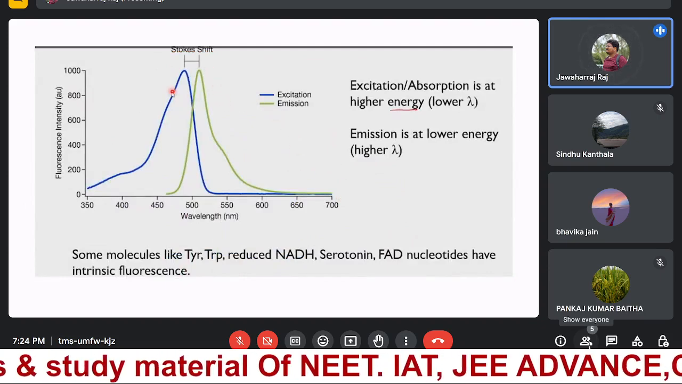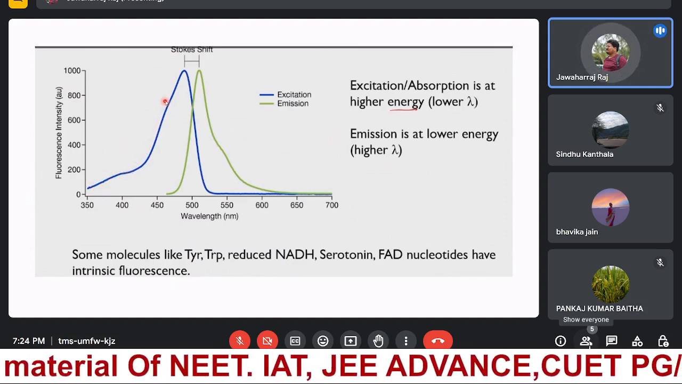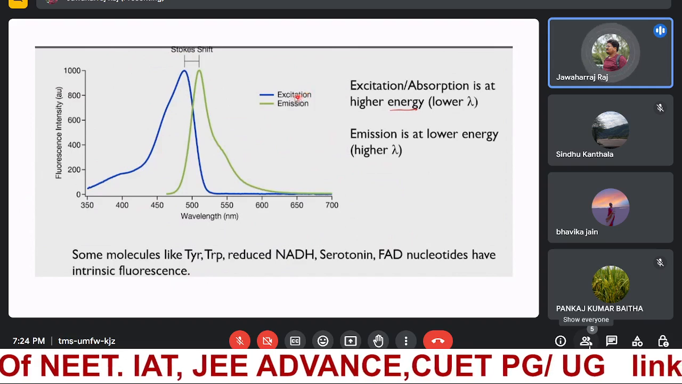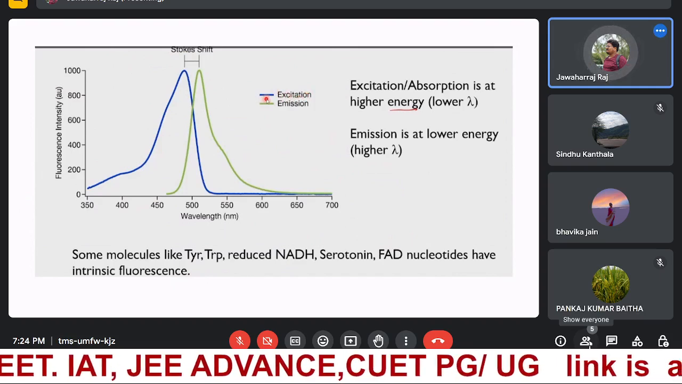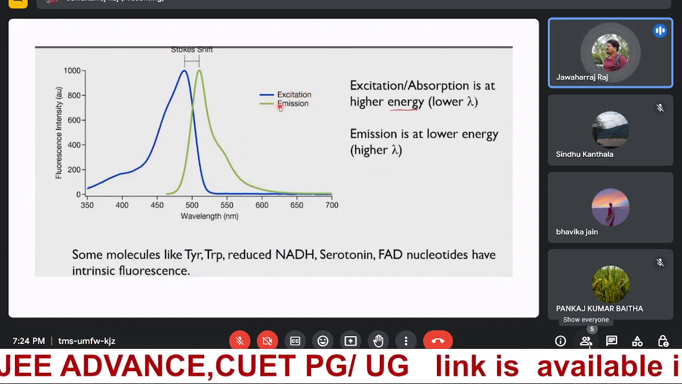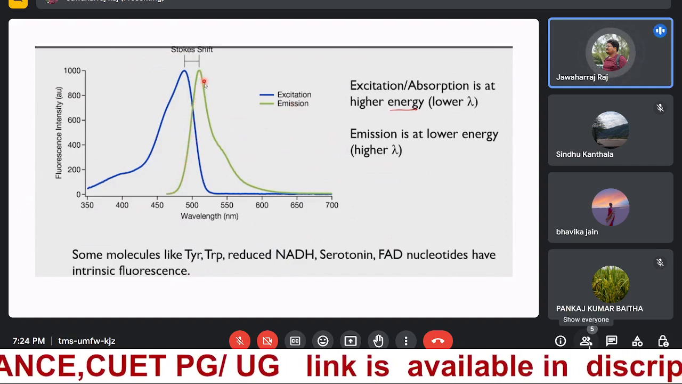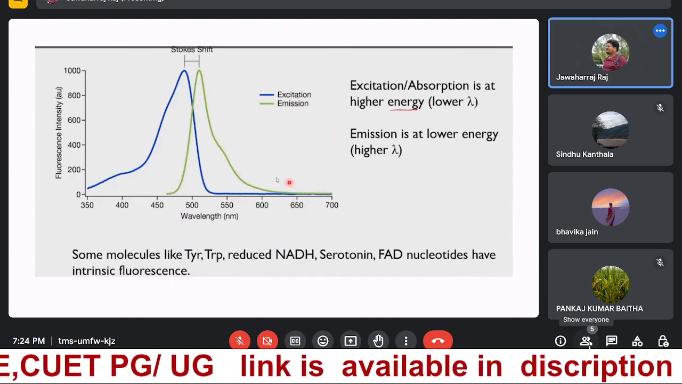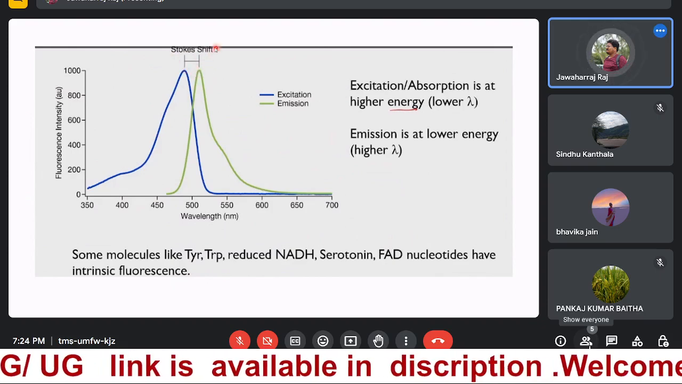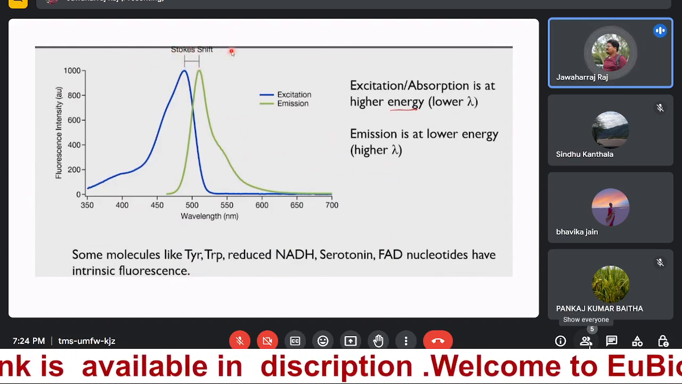As I've already said, when the energy of the excitation is more, the wavelength is less. Here, the excitation is in the form of blue color; the energy is more, the wavelength is less. But for the emission, the energy is less, but the wavelength is more. If you can see it clearly here, the difference between excitation and emission is called the Stokes shift.